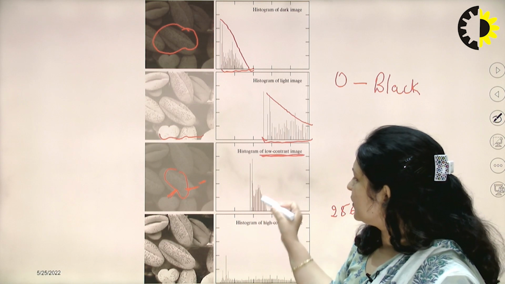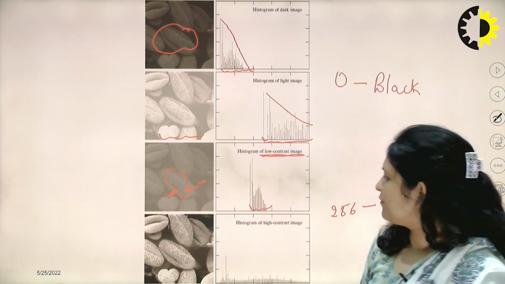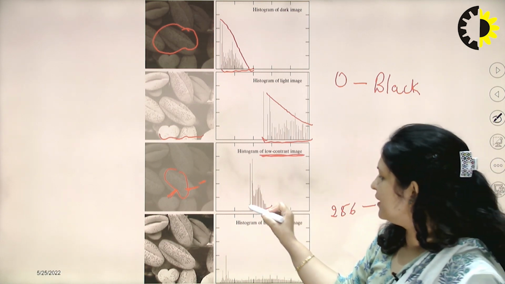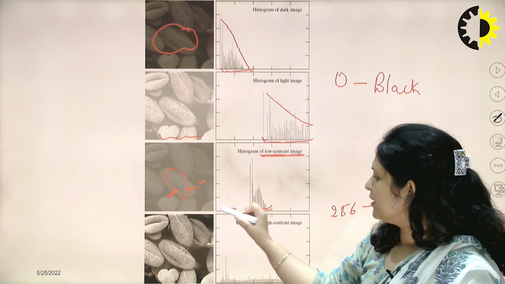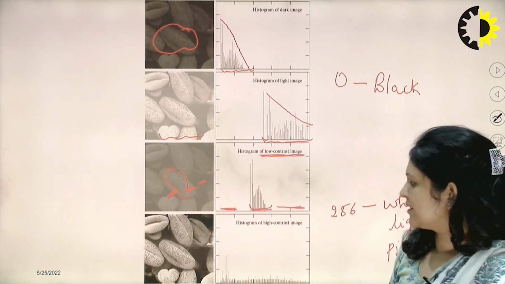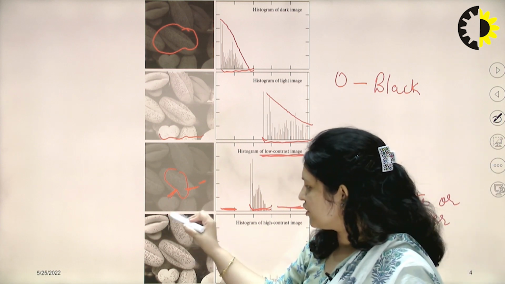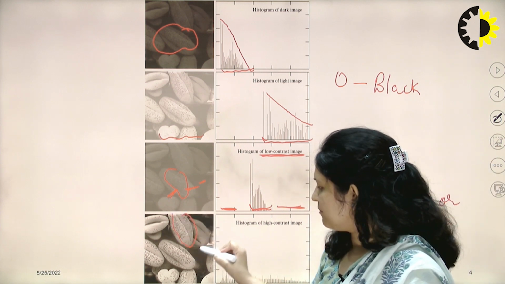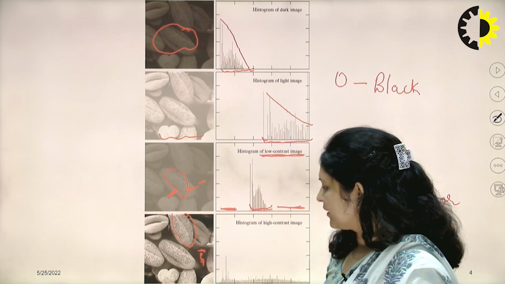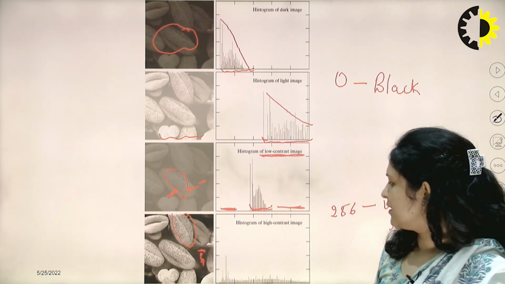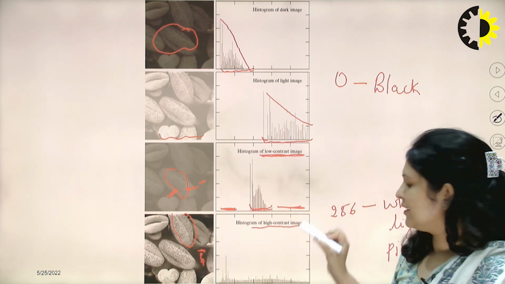So here particularly the histogram would be more in the middle. So neither would it be on the lower side nor on the higher side. Now if we see a very good contrast image, where we can distinguish the foreground objects from the background objects clearly, such kind of image is an image with good contrast, or a high contrast image.